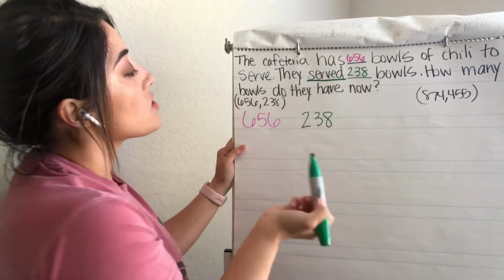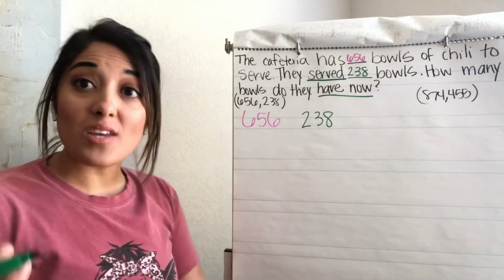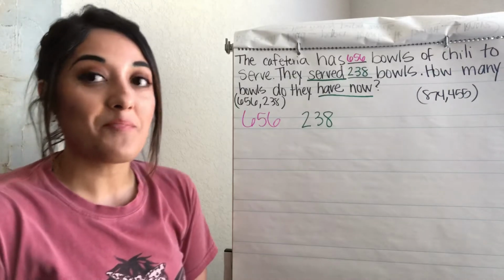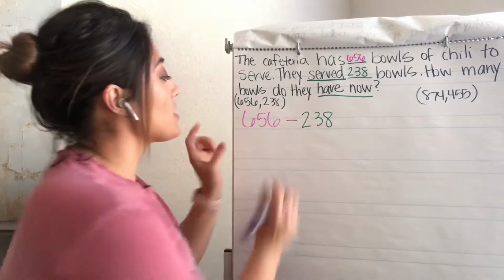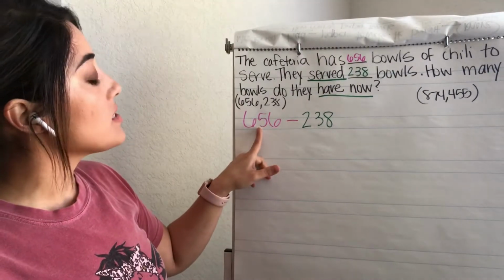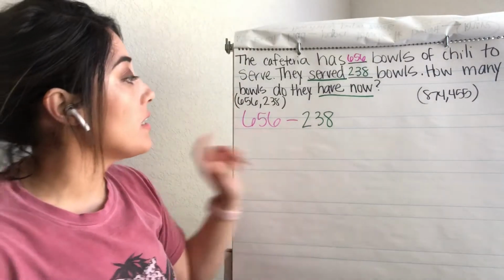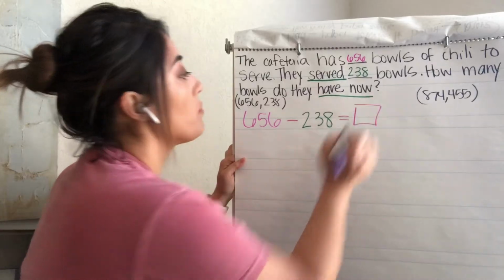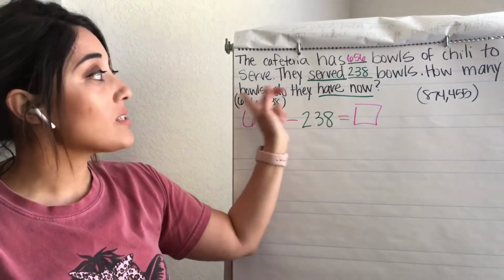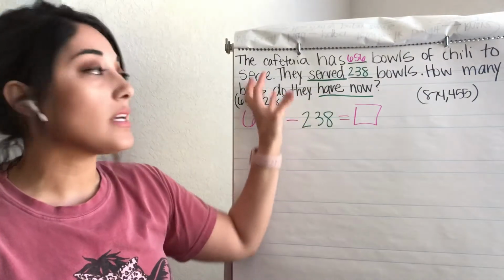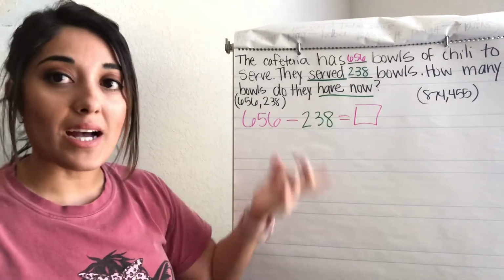So we look at this word served and we see have now, and we can tell that the operation for this story is going to be, that's right, we're going to subtract. So the cafeteria started with 656 bowls of chili to serve, but then they did serve 238. Now, how many bowls do they have? That's what we're looking for. We want to see how many they have left. The word left isn't in here, but we can tell from how this is written that we want to know how many the cafeteria has now, or has left, okay?